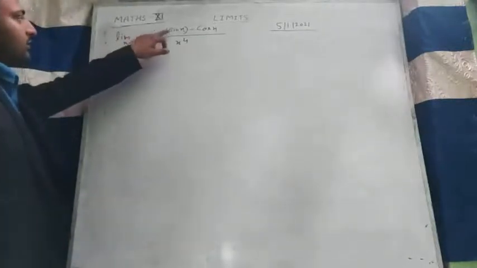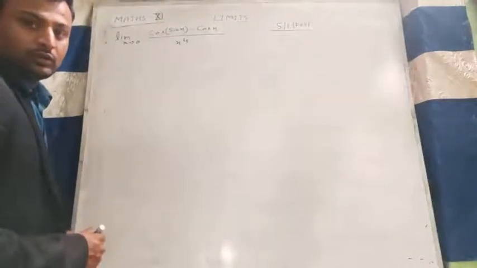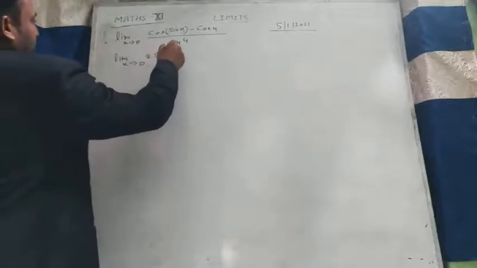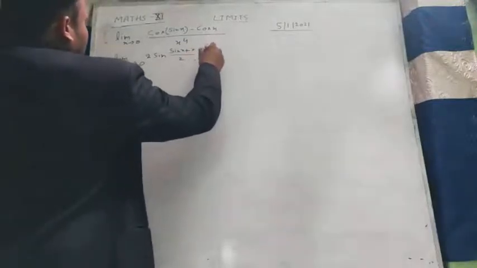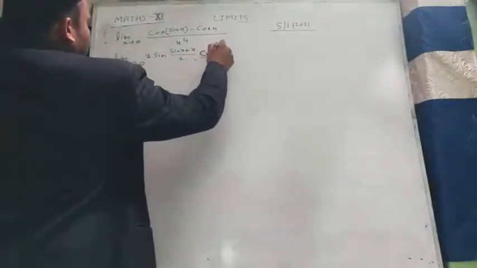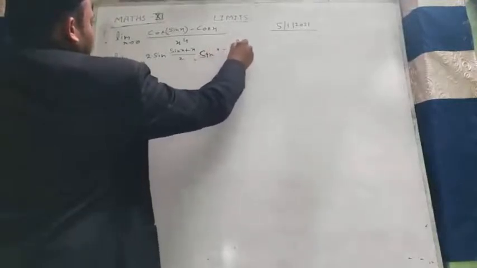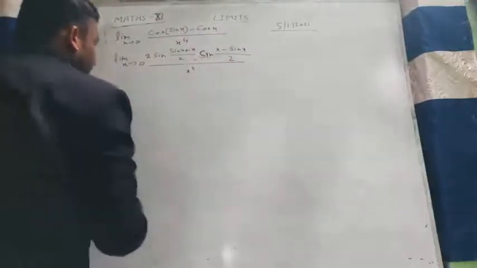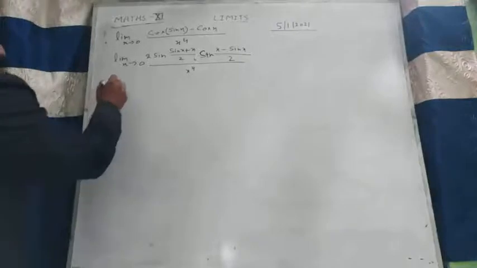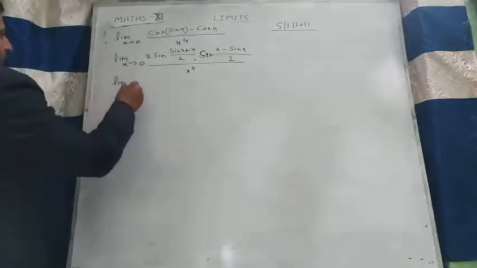So we see that this is cos c minus cos d. We will apply the formula of cos c minus cos d, and you know the formula: limit x tends to 0 of 2 sin((c plus d) by 2) into sin((d minus c) by 2), divided by x to the power 4. Okay, student.